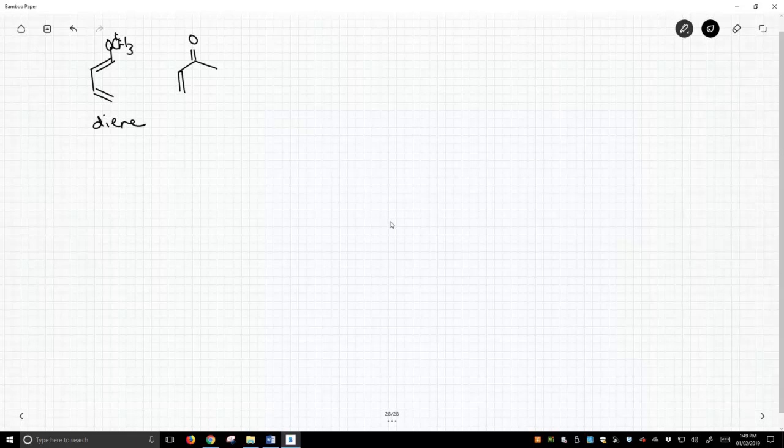Note that the diene has an R group, and that R group is a donating group. And the dienophile has an R group, and that R group has a carbonyl. It's an electron-withdrawing group. When these two react, and they're going to react as shown, we are going to get this product.